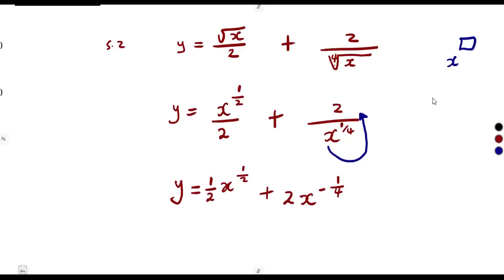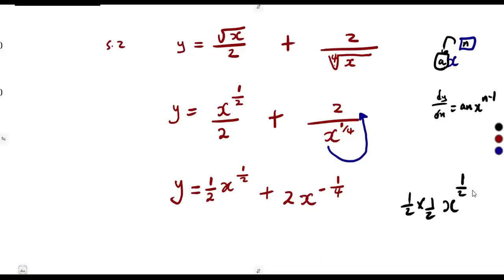Derivatives. If you are given ax to the exponent of n, the derivative of y with respect to x will be anx to the exponent of n minus 1. You drop this one to multiply the number that is here. Then you subtract 1. This is the case. You drop it down. So it will be half times a half when you drop it. Then you subtract 1 on the exponent. So what is half times half? 1 over 2 times 1 over 2, that's 1 over 4.